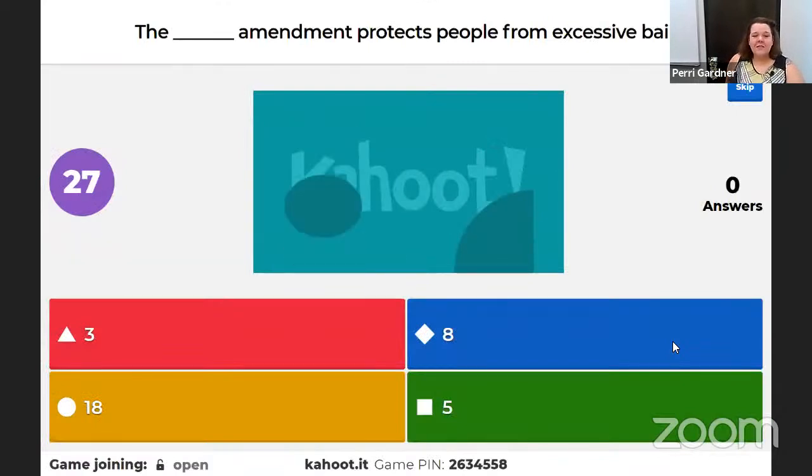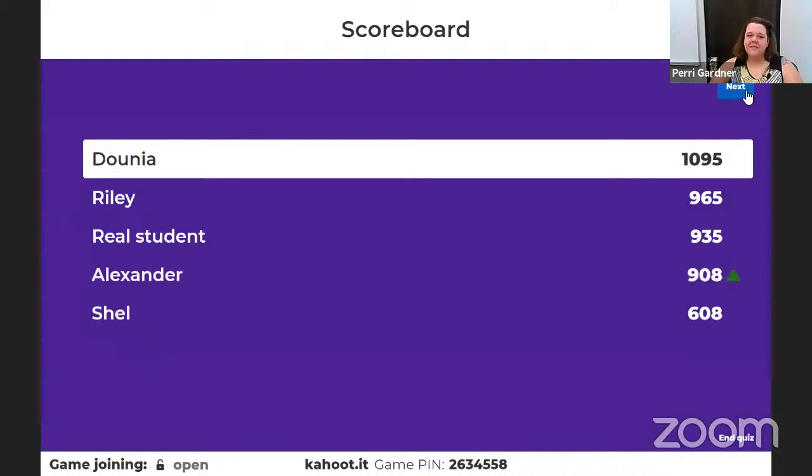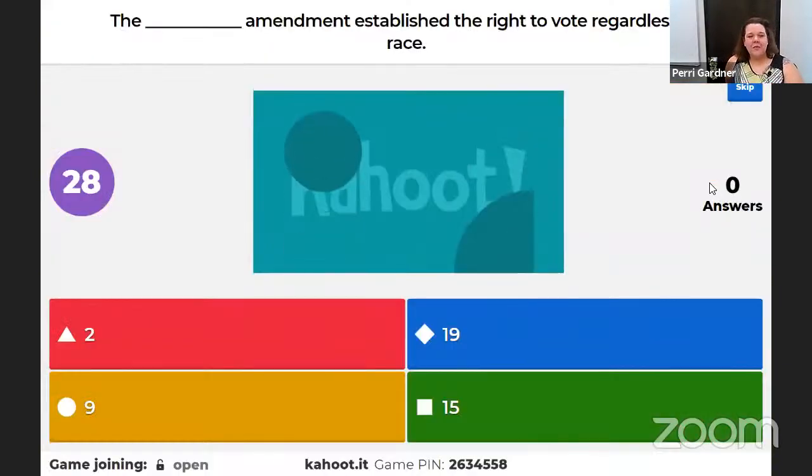This amendment is famous for another portion of it, which says that people can't be subjected to cruel and unusual punishment. But another important phrase in it is that people are protected from excessive bail. Hint, it's in the Bill of Rights. Yes, the Bill of Rights, of course, is the first 10 amendments, and this is amendment number 8.